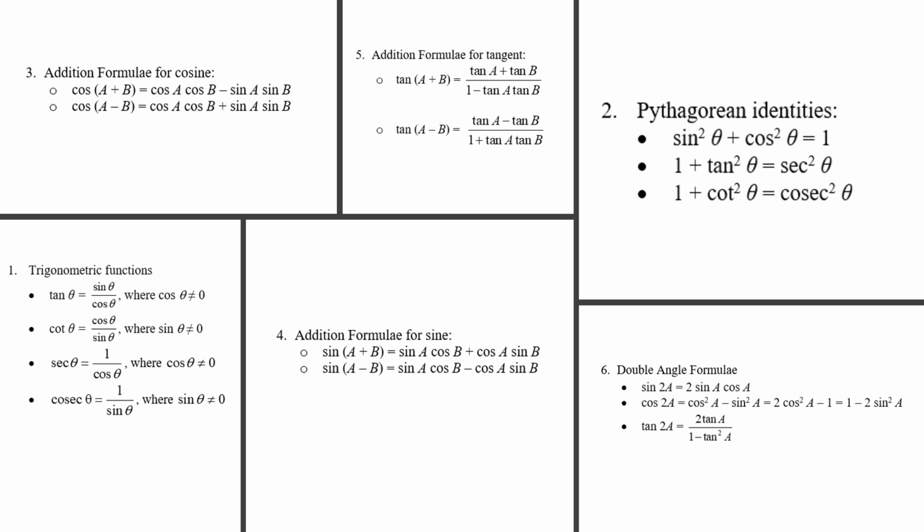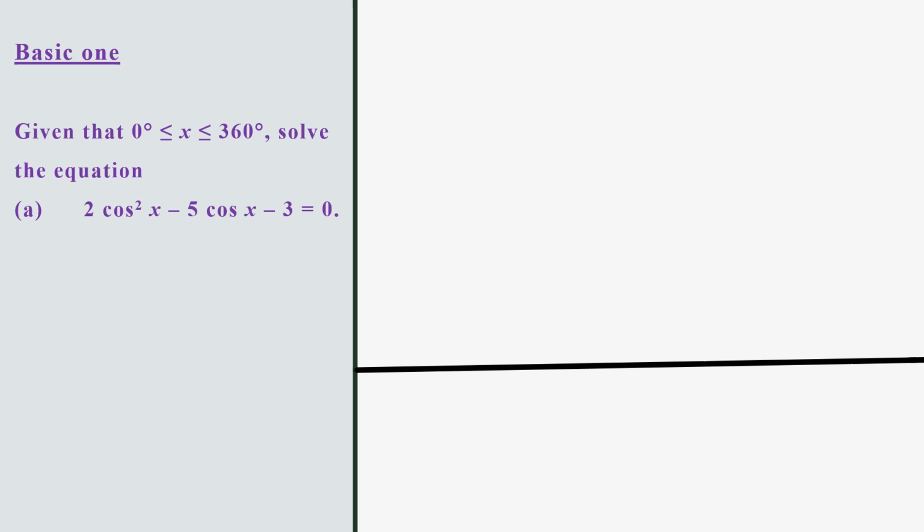For example, you are able to recall that the addition formula for sine, supposing sine bracket a plus b, is sine a cos b plus cos a sine b, without having to refer to the formula sheet. And if you can master this skill, it will be very useful in helping you to solve any trigo problems. Right, I've classified the questions into different categories: basic, intermediate, and advanced. So let's look at the first basic question.